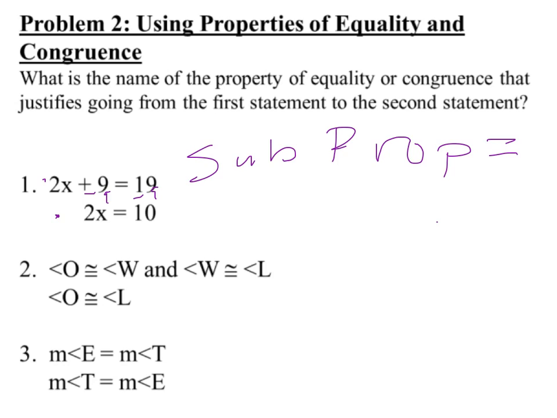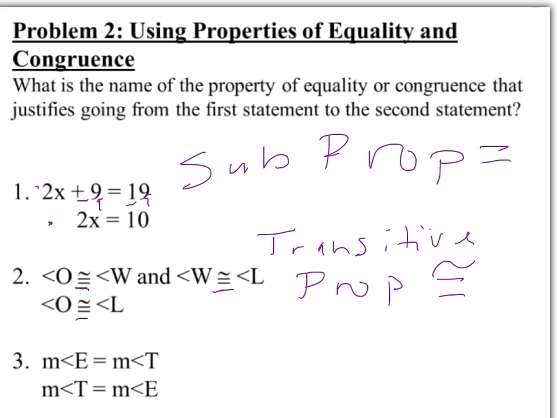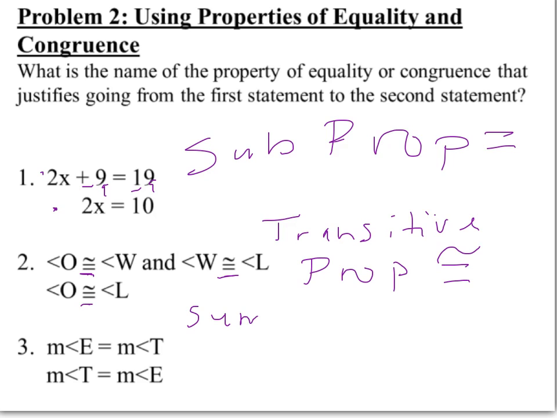Number 2 has a congruent sign, so I know it's going to be a congruent property. And it's saying if O is congruent to W, W is congruent to L, then O is congruent to L. This would be my transitive property of congruence. So instead of writing equal sign, I have to write congruence. And the last one, if measure of angle E is equal to measure of angle T, and I can switch both of those over, this would be my symmetric property, and I have an equal sign, so property of equality.